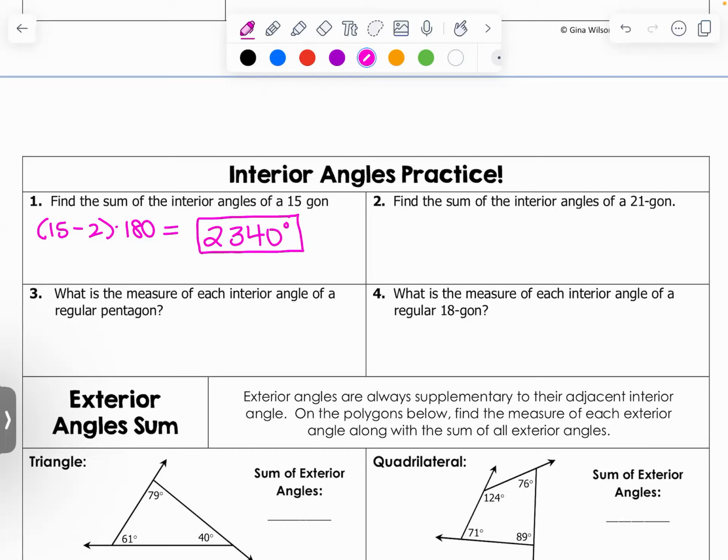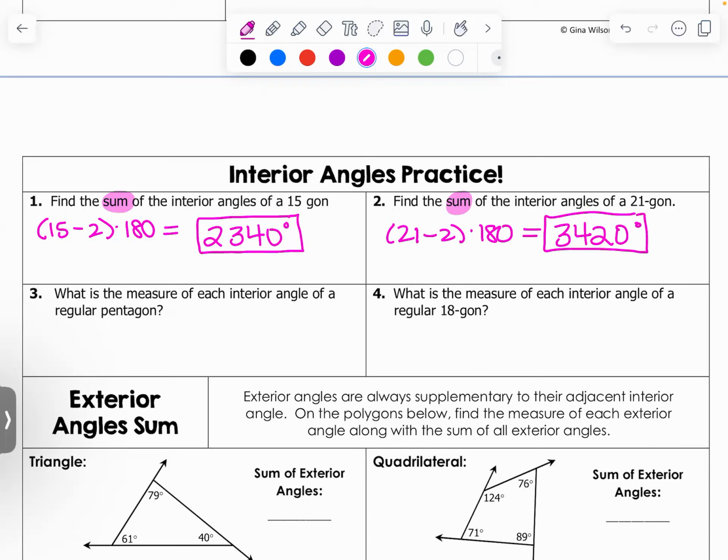Okay, so number 1, find the sum. Number 2, find the sum. So Braden, how do we find the sum of the angles of a 21-gon? Subtract 2 from 21 to get 19, and 19 times 180 is 3,420. I agree. Same numbers, but in a different order.